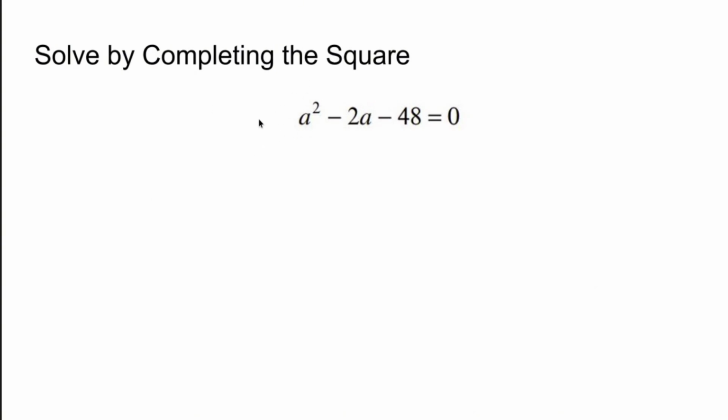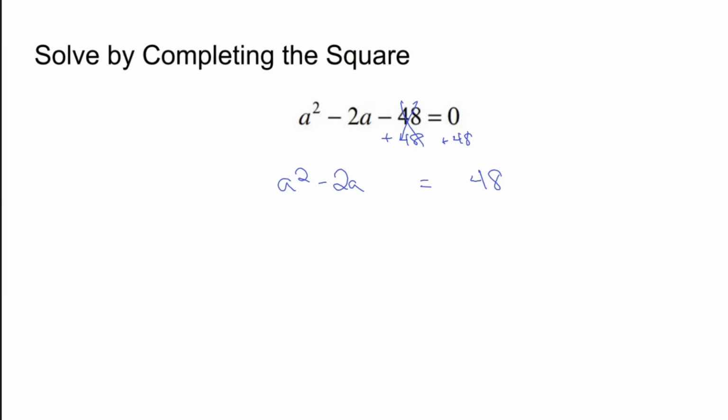Since there isn't in this case, we can move on to step 2. Step 2 is get rid of the constant on the left by doing whatever to both sides. So I need to add 48 to both sides. So now I have a squared minus 2a equals 48.